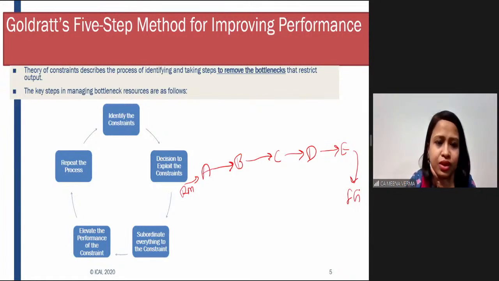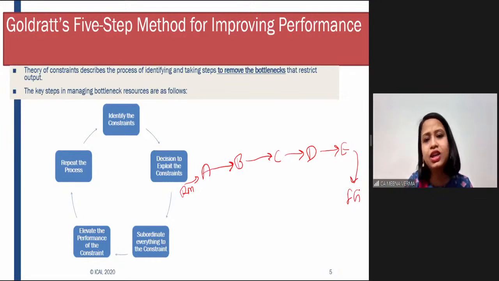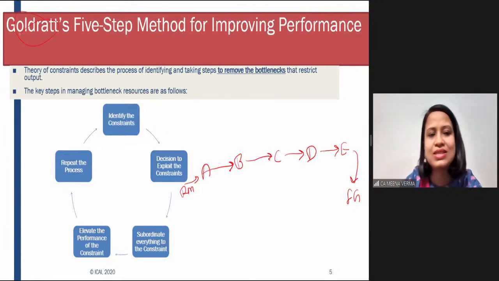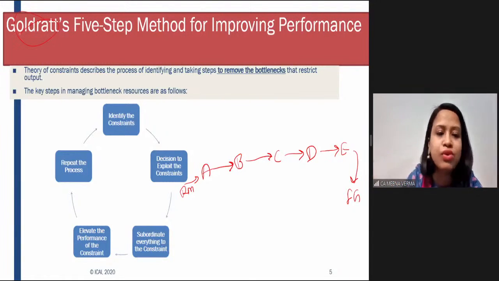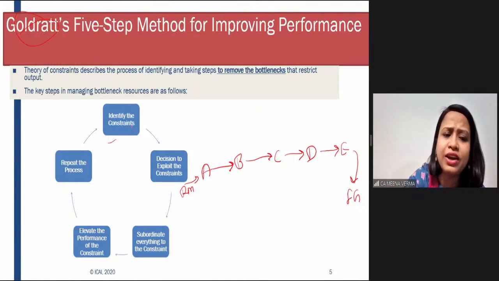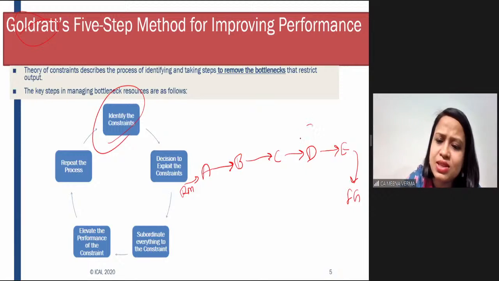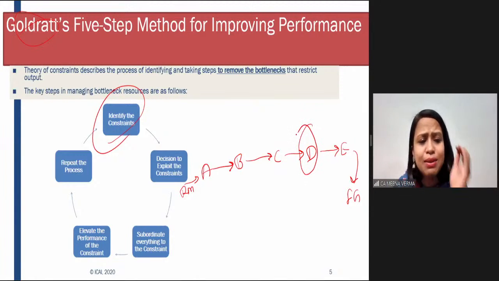Now for example, I want to identify the constraint, the place where the resource is limited, so that I can improve that place. So the first step in this Goldratt's 5-step method is: what will we do? We will first identify the place where the resource is constrained. For example, this is the place where the resource is limited.